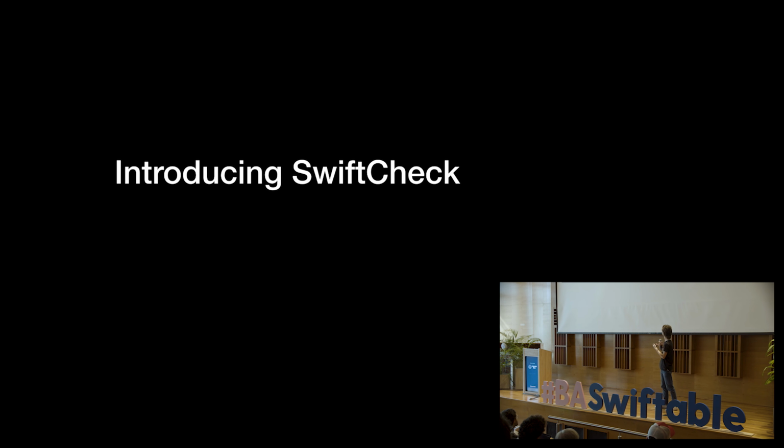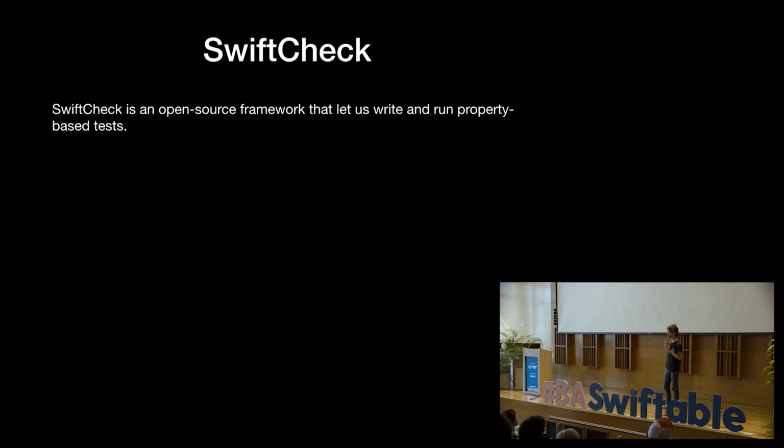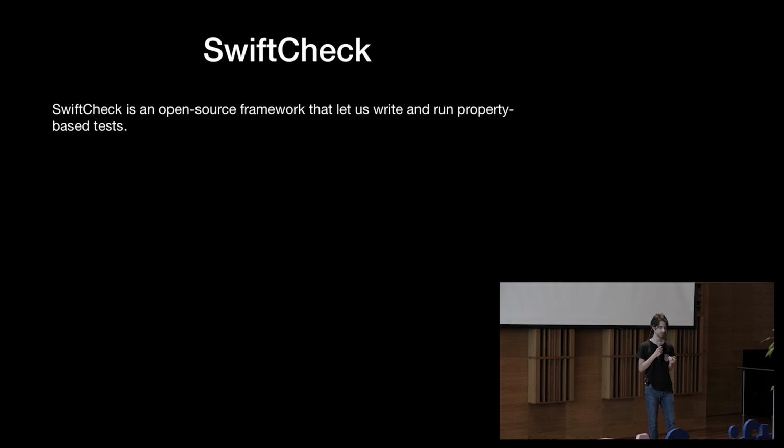And then how can we implement this kind of test? How can we have a framework that will actually go and try to find values that break the properties, if any exist? There is a framework called SwiftCheck. It's an open source framework, and it's what we are going to use to write property-based tests. If some of you know Haskell, there is a framework called QuickCheck in Haskell, and SwiftCheck is a Swift port of QuickCheck.